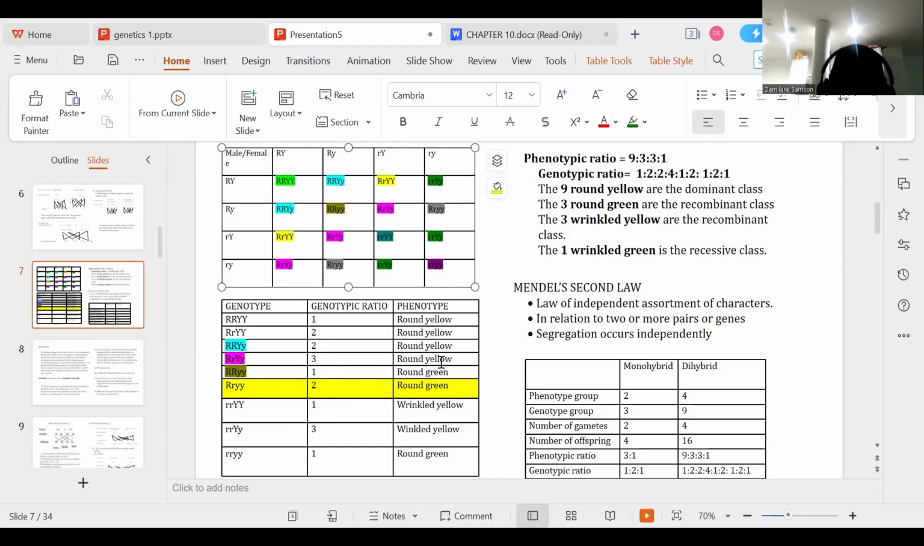Okay. So the round yellow, 3, 4, 5, 6, 7, 8. And that's still here. 3, 4, 5, 6, 7, 8. Supposed to be 9. Round yellow. It's supposed to be round yellow too. Something has happened here. 2 small r, y, and y.